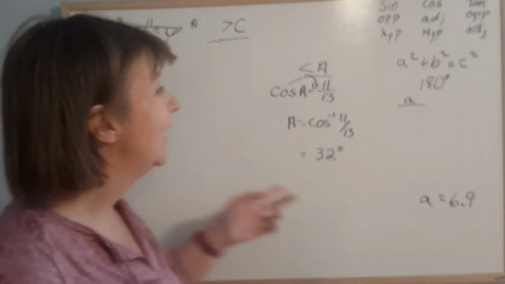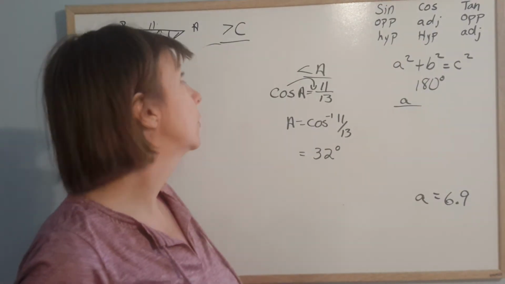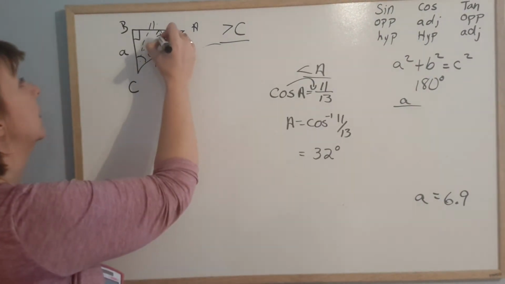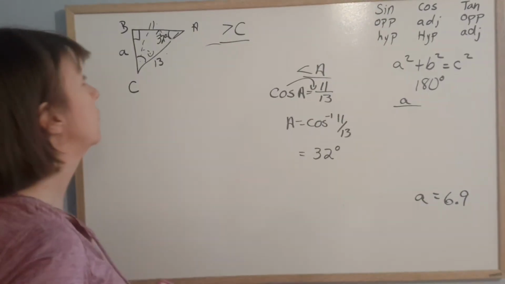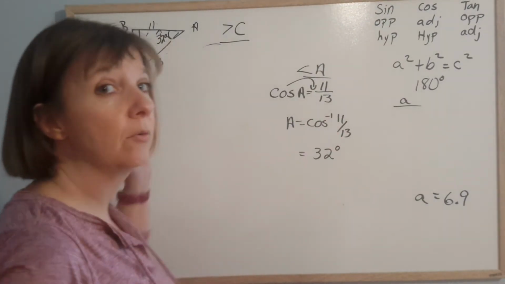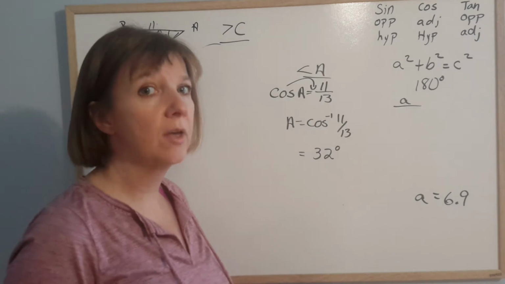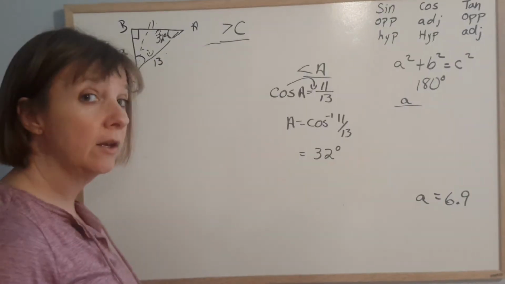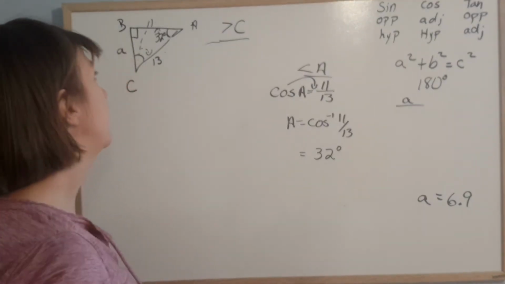Now that I know that that is 32 degrees, let me just fill it in. If I want to figure out side A, I could do that now. I could do that in a couple of different ways, but I'm going to pick one.